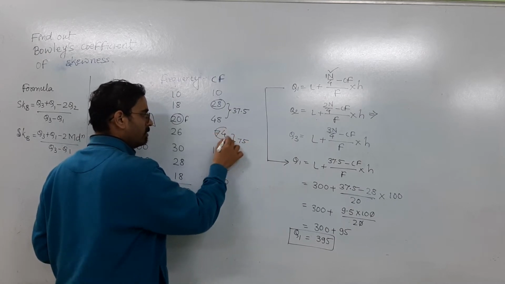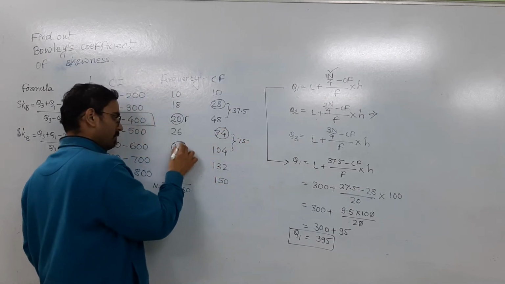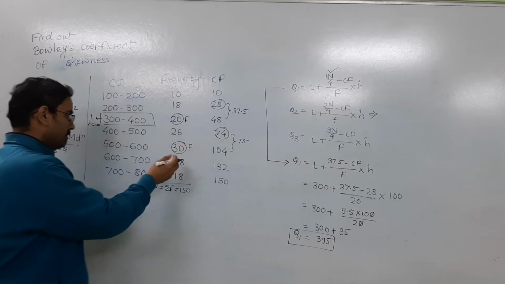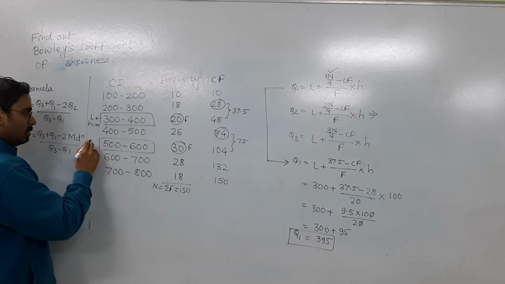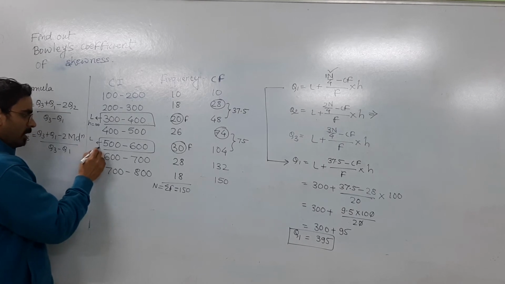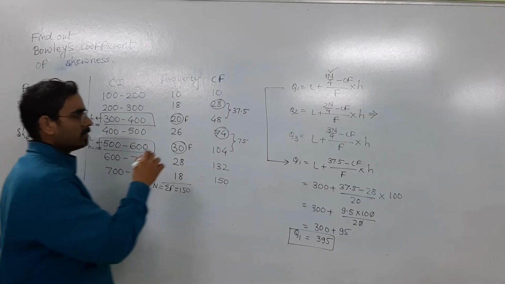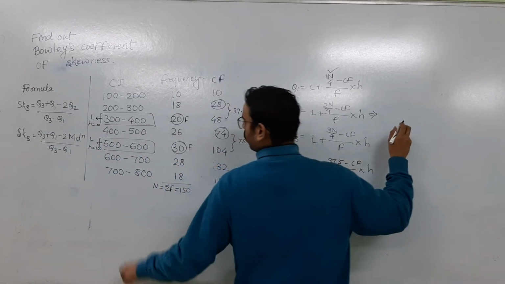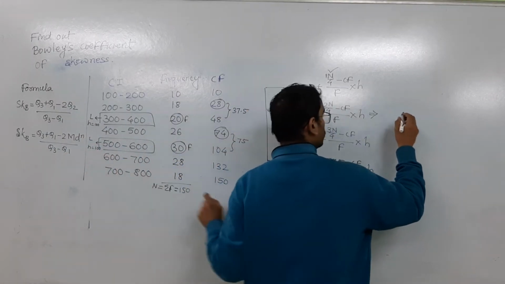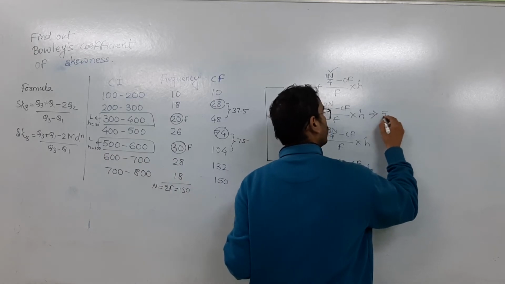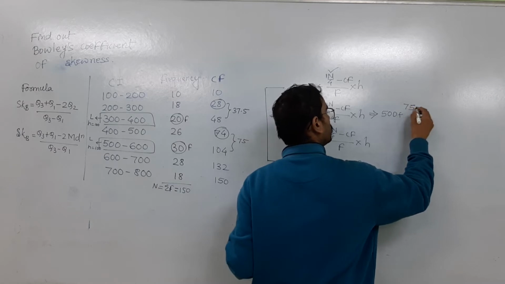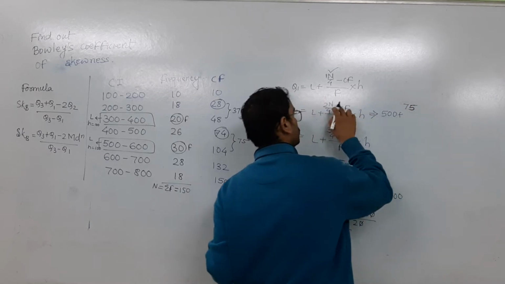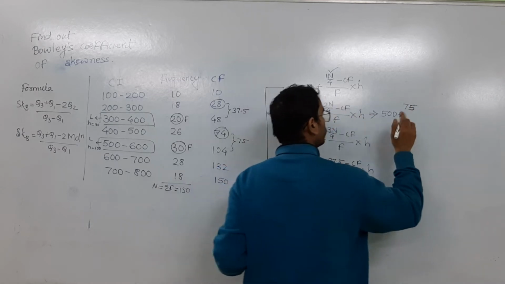So that will be your CF now, and that will be your frequency, and just beside the frequency we get the class. So that will be your L now, and your H is nothing but what? 100. Okay. So we just have to use all these values. What is my L now? My L is 500 plus 75. If you calculate 2n by 4, you will get 75.